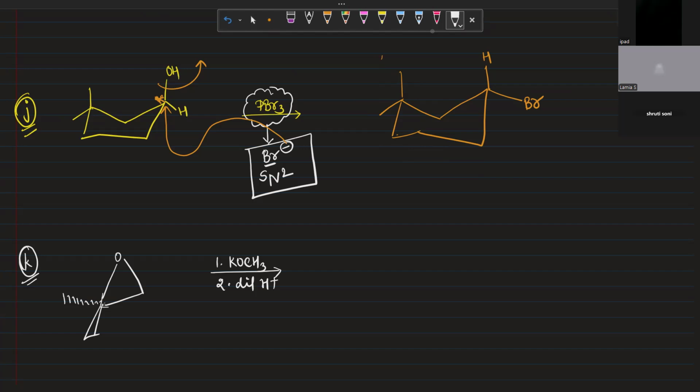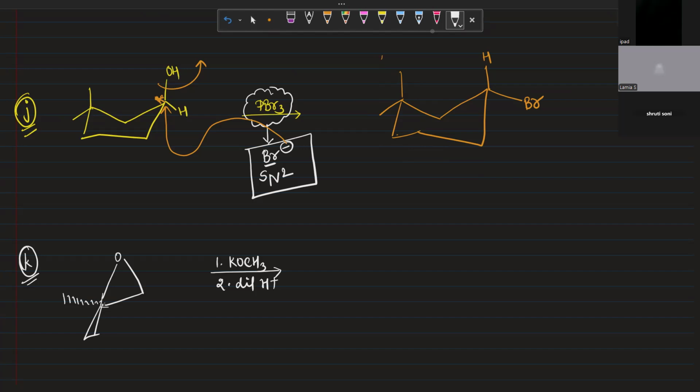Tell me, what is the functional group in the K part? Epoxide. Great. And what type of reaction is it? Ring opening. Very good. In ring opening, I described to you that there are two types of reaction. So there are two possibilities in a ring opening reaction. The first is in the acidic medium, and the second is all the remaining cases, which are not in an acidic medium.